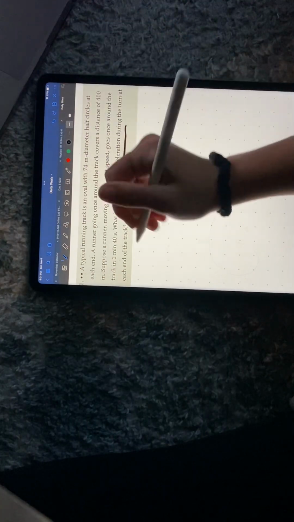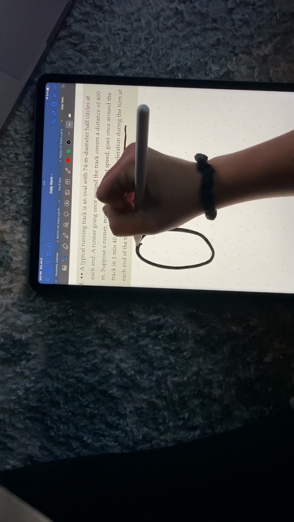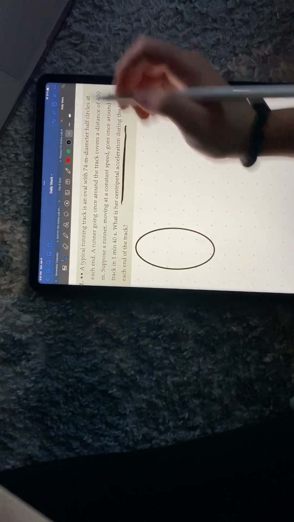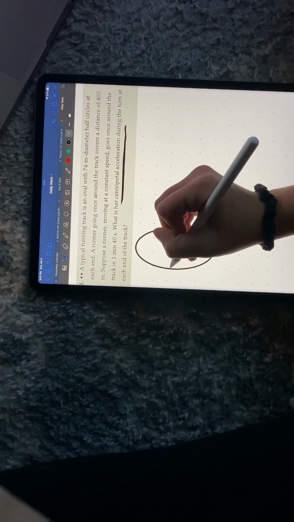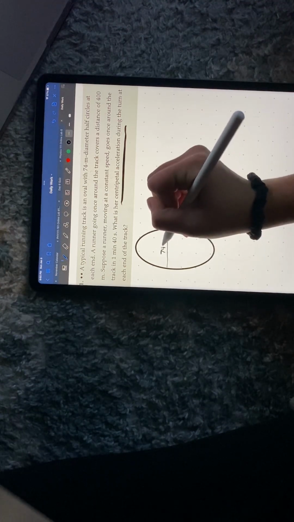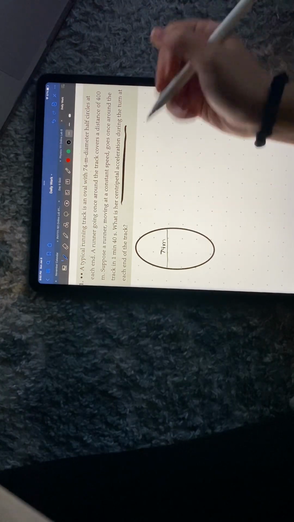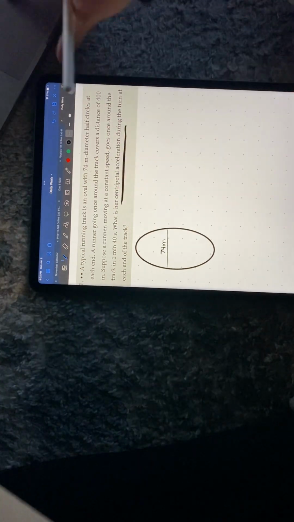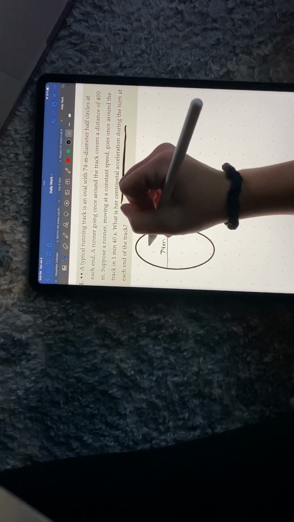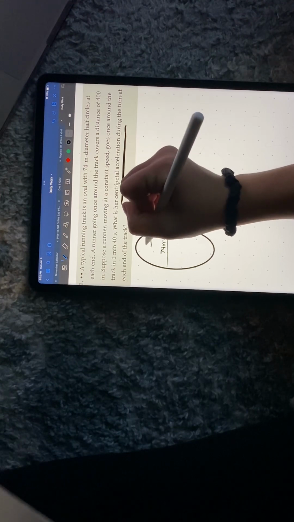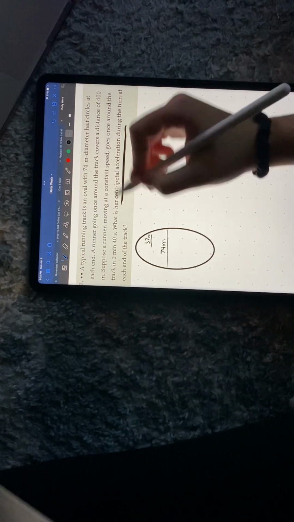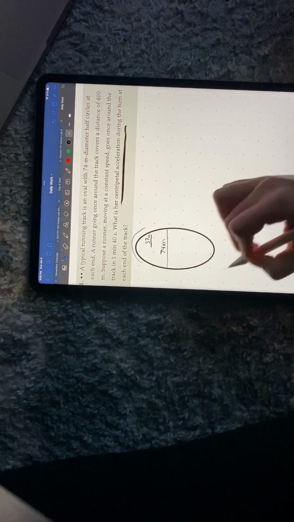So if we draw out a track just for it to make more sense to us, that was a really bad track, I'll redraw that. Make it nice and circular. We know that the distance all the way across here is 74 meters, and we will need the radius, so we know that 37 meters is half, so that is the radius. It's 37 meters.